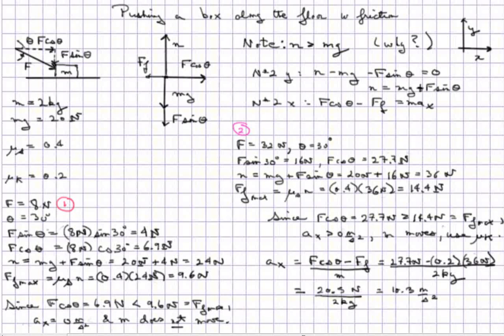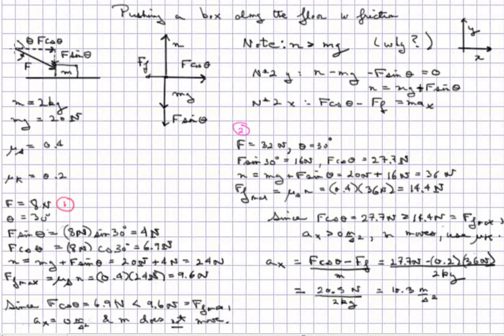So let's look at an example of a friction problem where we have a box that's being pushed along the floor with a downward force being applied by, let's say, a human pushing down with their hand. And so here's the mass. It's on a level floor. There is friction. And here's a force diagram.